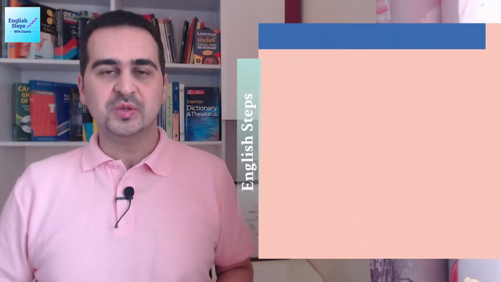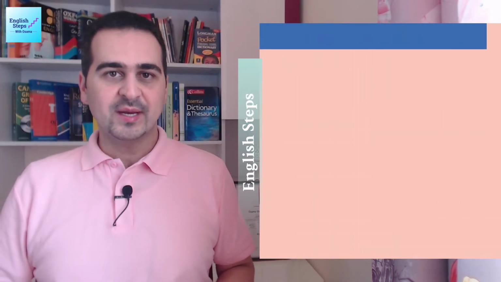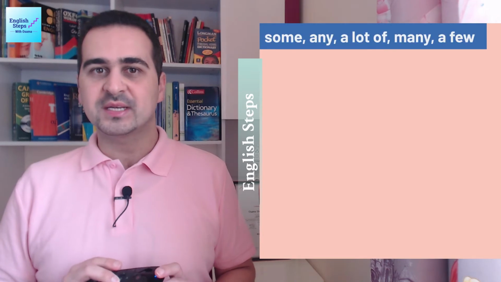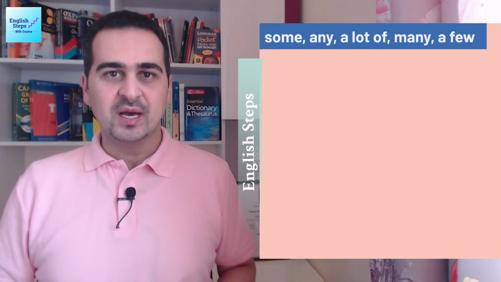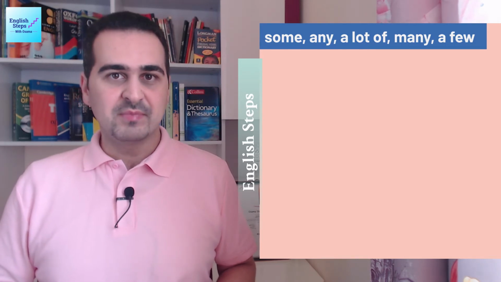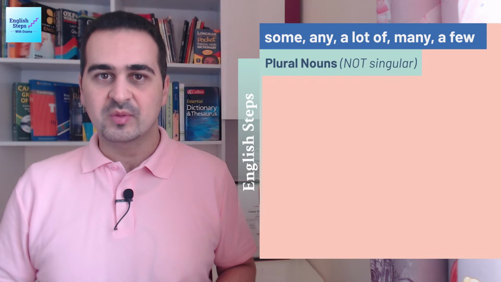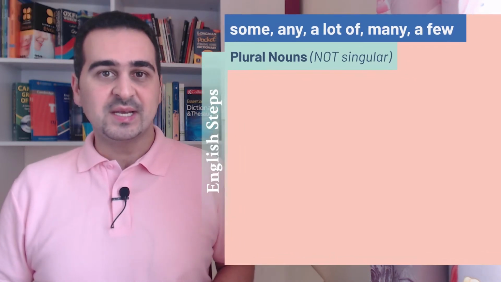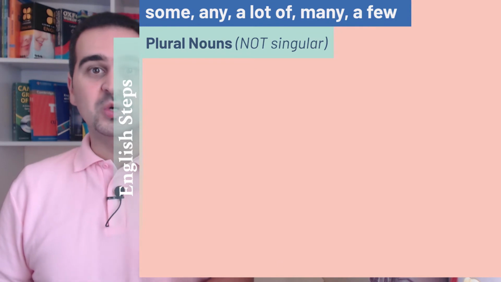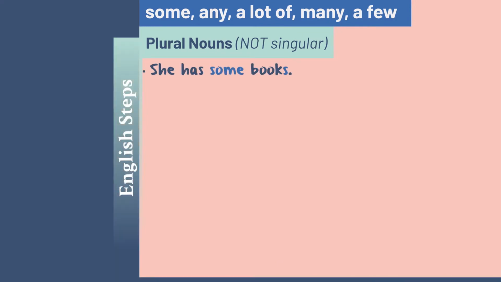Now let's move on to the quantifiers. With the countable nouns, we can use words like some, any, a lot of, many, and a few. But keep in mind that we use these words with the plural nouns only. They cannot be used with singular nouns. Let's take some examples about these words. She has some books. The word some means a number of.